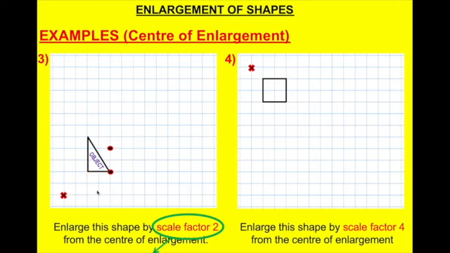Let's pick that point there, and let's count from the center of enlargement. So that is 4 units to the right and 2 units up, meaning we multiply these two by 2 because the scale factor is 2. So that becomes 8 units to the right and 4 units up.